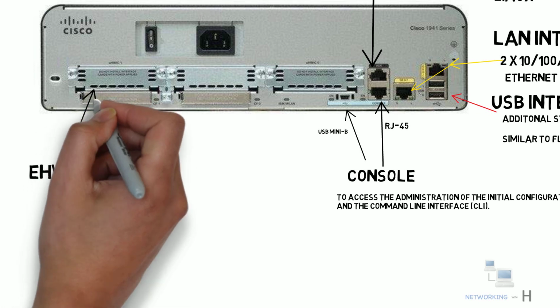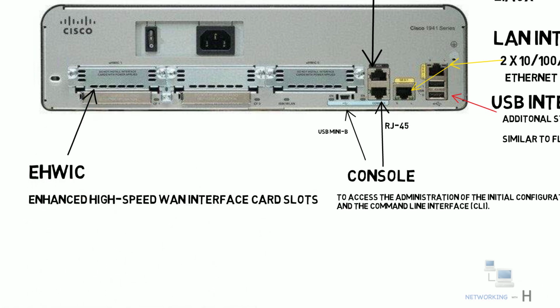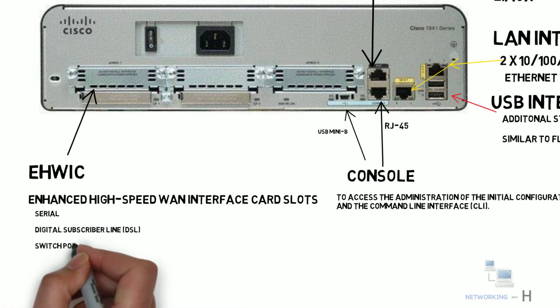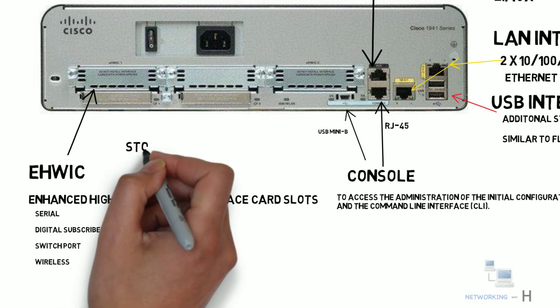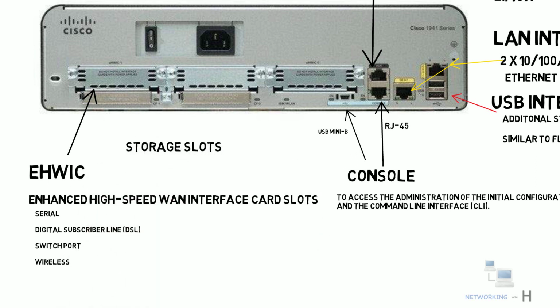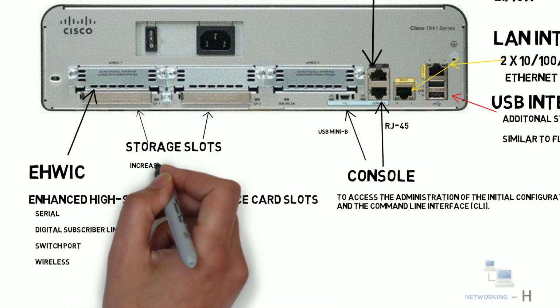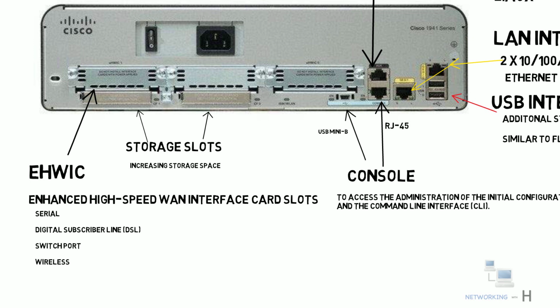Then we have EHWIC slots. These slots provide modularity and flexibility by enabling the router to support different types of interface modules, such as serial module, digital subscriber line, switch port, and wireless modules. The Cisco 1941 ISR also has storage slots to support expanded capabilities. Dual compact flash memory slots are capable of supporting a 4 GB compact flash card each for increased storage space. By default, only slot 0 is populated with a compact flash card.